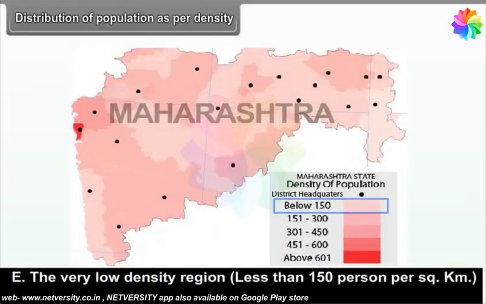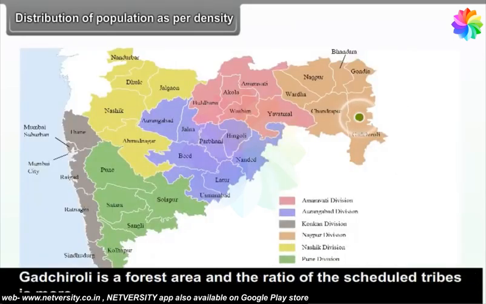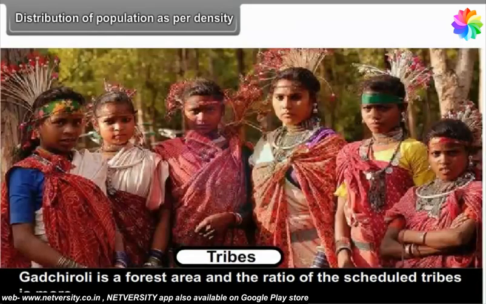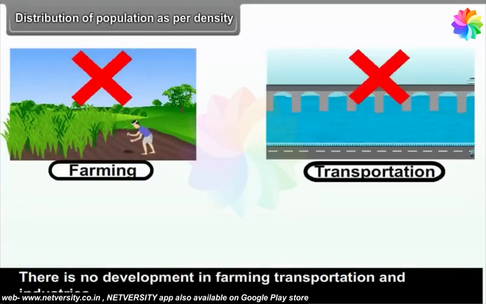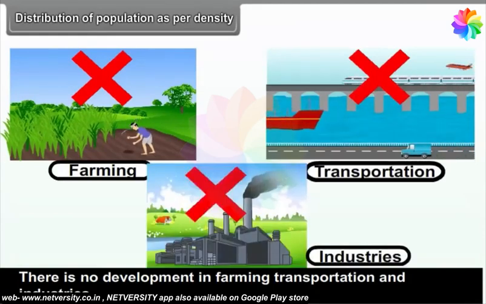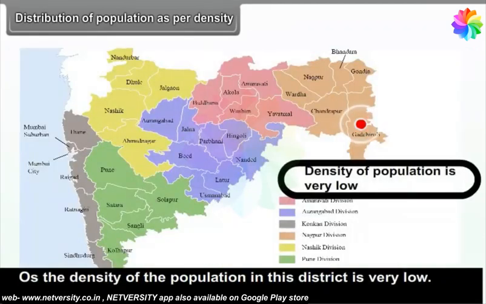E. The very low density region, less than 150 persons per square kilometer. Gadchiroli is a forest area and the ratio of the scheduled tribes is more. There is no development in farming, transportation and industries. So, the density of the population in this district is very low.